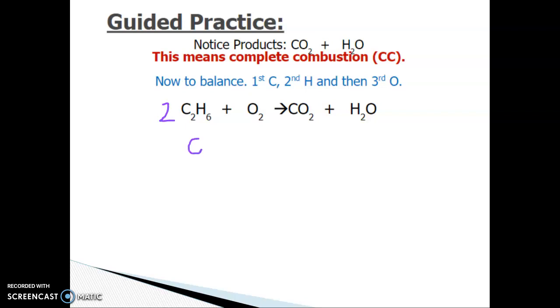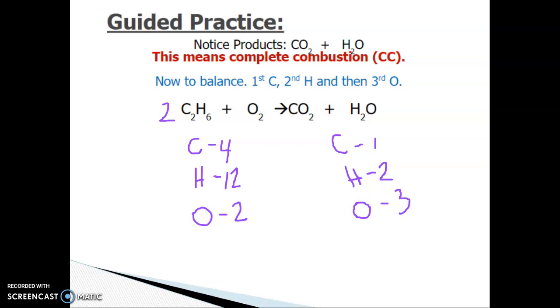So C, H, O, C, H, O. Okay, so now I'm going to have 4 carbon, 12 hydrogen, 2 oxygen, and then 1, 2, and 3. All right, so now let's go ahead and balance.